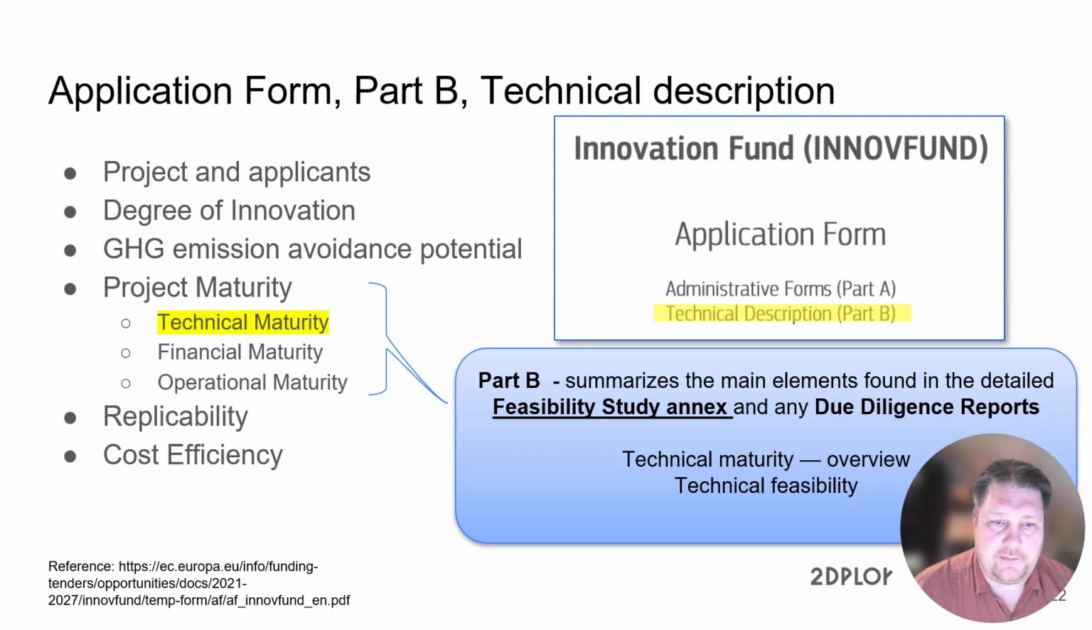So under the project maturity section, the technology maturity, the financial maturity, and the operational maturity are each sections under the total project maturity. We will now dig deeper into the technical maturity part, especially looking into the feasibility study. The other parts, the financial maturity and the operational maturity, will be covered in other masterclass lectures.